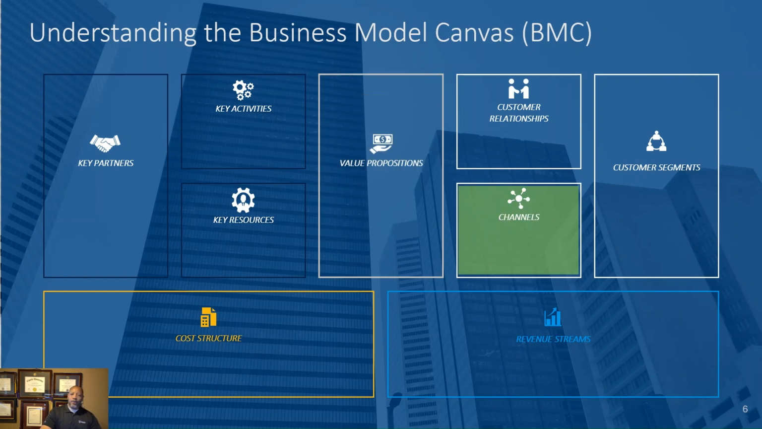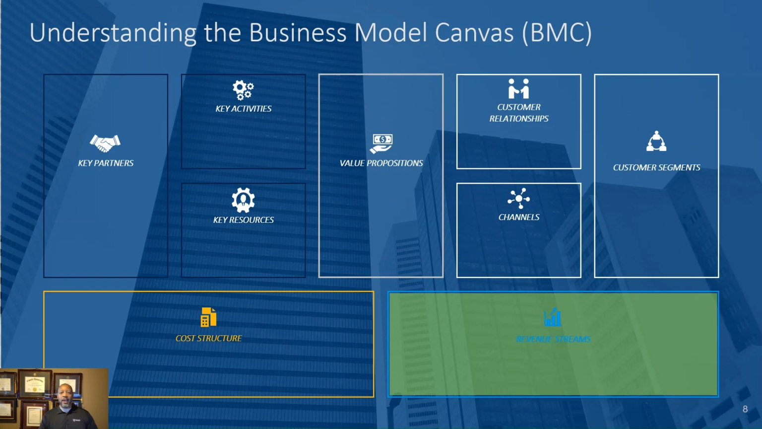Channels outline how you communicate with and reach your customer segment to deliver your value proposition. These can include online platforms, retail stores, as well as direct sales teams. Effective channels are crucial for delivering a positive customer experience. Customer relationships describe the type of relationships you establish with specific customer segments. These can range from personal assistance to automated services. Building strong relationships helps in customer retention as well as acquiring new customers.